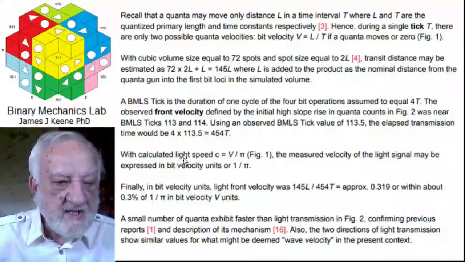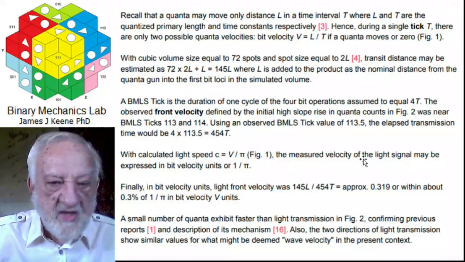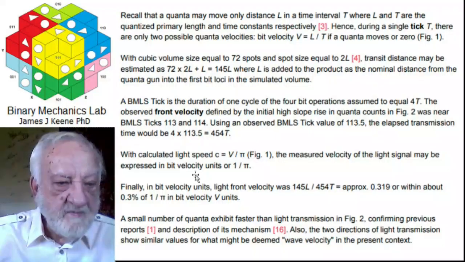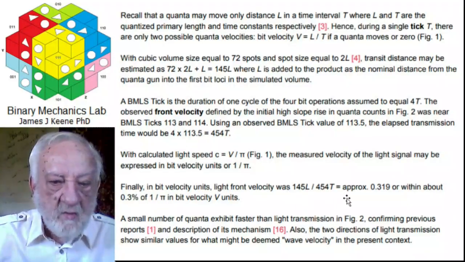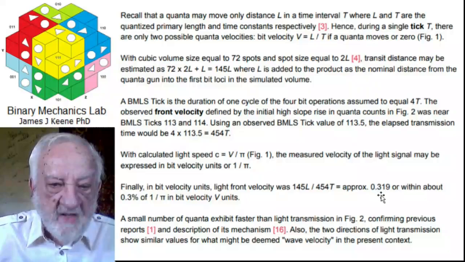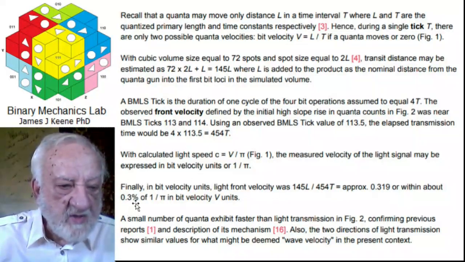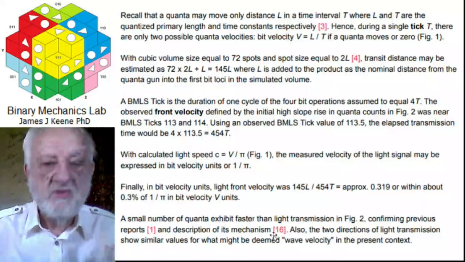The calculated light speed, of course, is bit velocity v divided by pi, so that we can express light velocity in bit velocity units of 1 over pi. In those units, light front velocity was approximately 0.319, or within about 0.3% of 1 divided by pi in bit velocity units. This is a remarkable result.